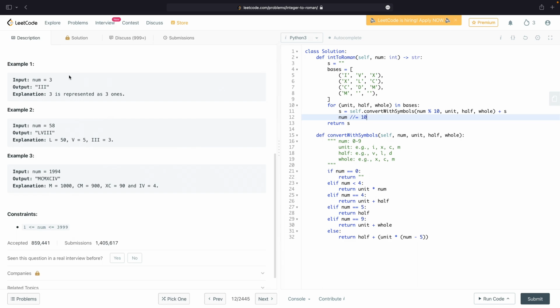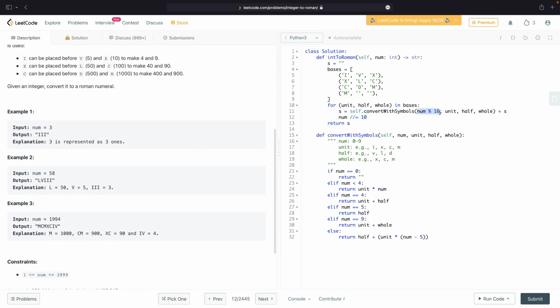So first we deal with the ones digit because we work mod 10. So the 3 here, the 8 here, the 4 here. That gets converted. Then we deal with the tens digit. There is none here, that's a 0, so that just turns into an empty string. Here that's a 5, so we're going to take the half, and the second time we're dealing with half, that's going to be an L, so that's good, we're taking that. Here we're going to do it with a 90, and that's going to be with an X and a C. Sure enough, it's with an X and a C, and so on and so forth.